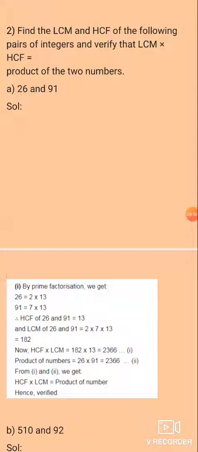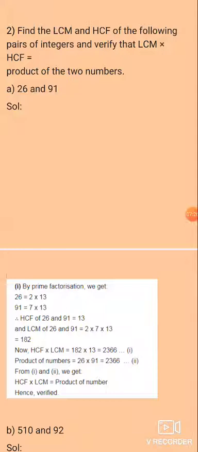7 into 13. Now first, we need to find its HCF. So the HCF of 26 and 91. What is the HCF? Highest common factor. From these two prime factorizations, 2 into 13 for the first and 7 into 13 for the second, which one is a common factor? Yes, 13. So the HCF of 26 and 91 is 13. Clear, students? Common factor, highest common factor.